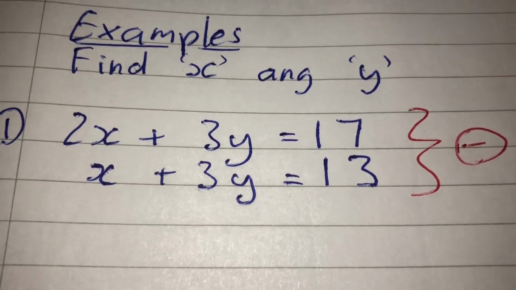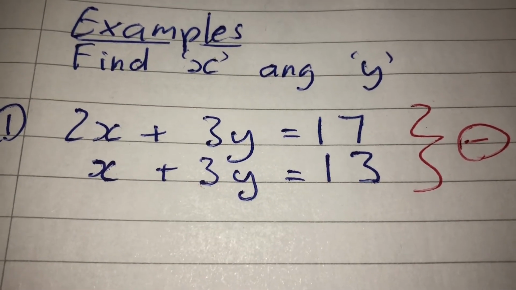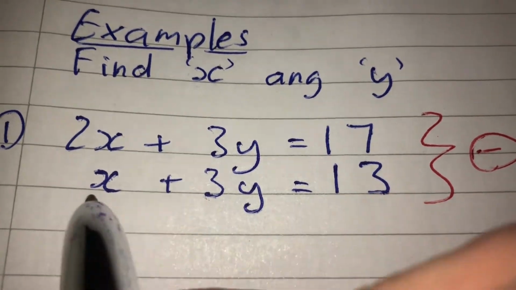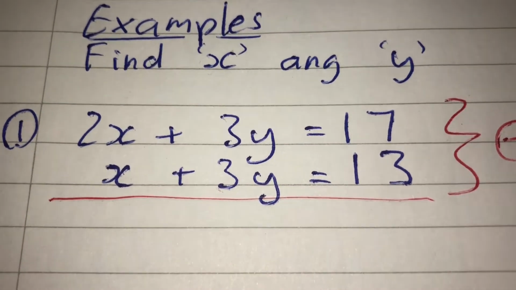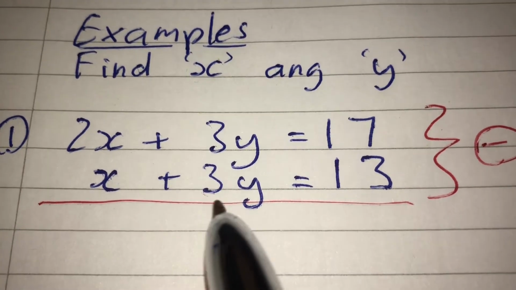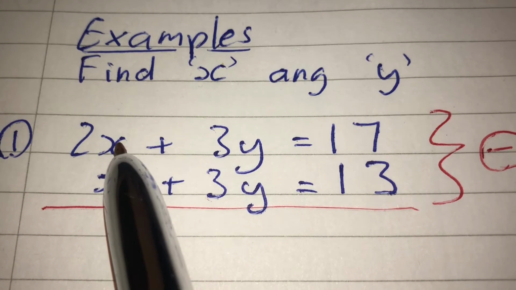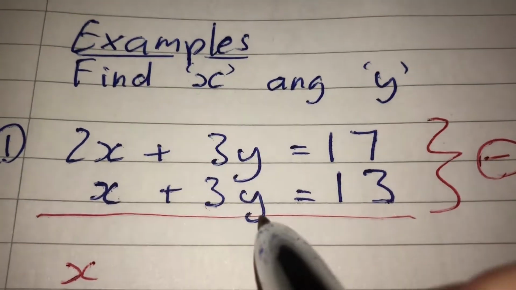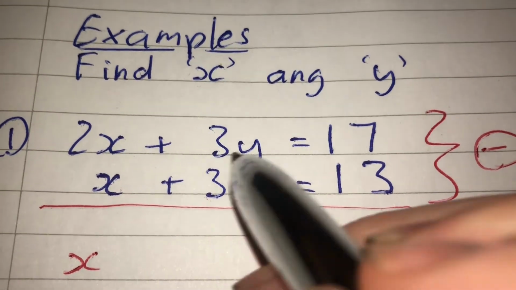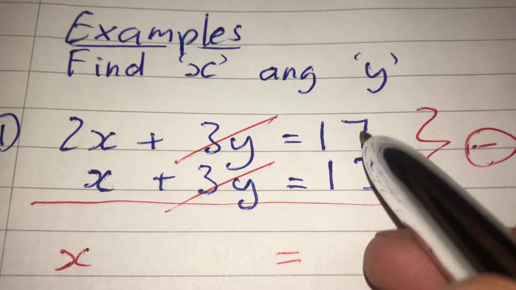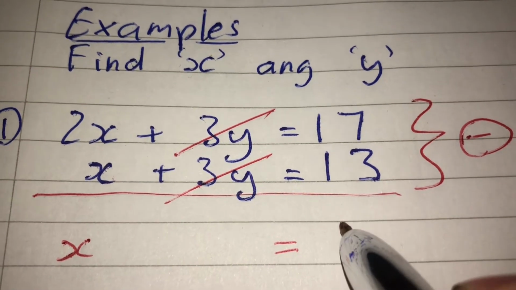When the signs are different for the terms that we're trying to cancel, we would actually add the two equations. But in this case, we're going to subtract the two equations. Now, just to explain what that means, okay? Basic rules of algebra, x's with x's, y's with y's, and so on. If I'm subtracting these two equations, 2x take away x leaves me with just x. 3y take away 3y is 0, so it's gone, they cancel, and that's what I was talking about. 17 take away 13 is 4.